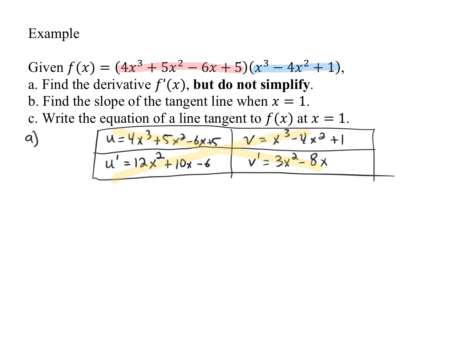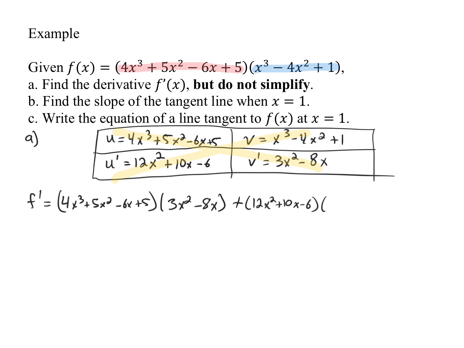We are now ready to compute f prime. F prime is equal to, we will have to write pretty small if we want to get this all in one line, 4x cubed plus 5x squared minus 6x plus 5 times 3x squared minus 8x plus. What we just did there was multiply along that first diagonal, just listed what we got, and then it's always going to be added to what we get when we multiply along the other diagonal. So the other diagonal was 12x squared plus 10x minus 6 times x cubed minus 4x squared plus 1.